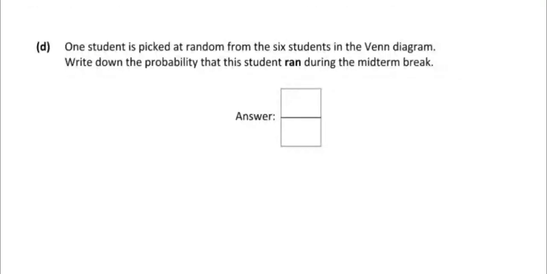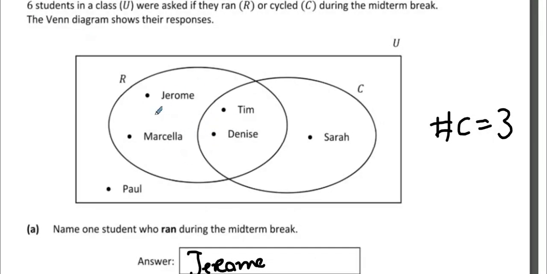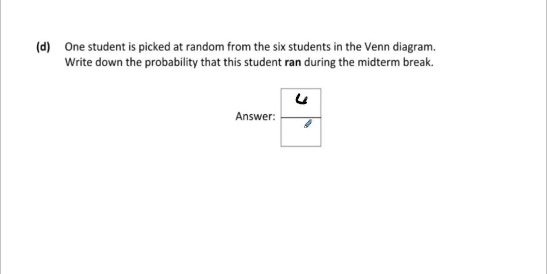Now, next question. One student is picked at random from the six students in the Venn diagram. Write down the probability that this student ran. How many of them ran? Out of how many? Which is? 4 over 6 is the same as 2 over 3. All right. All good? Okay.